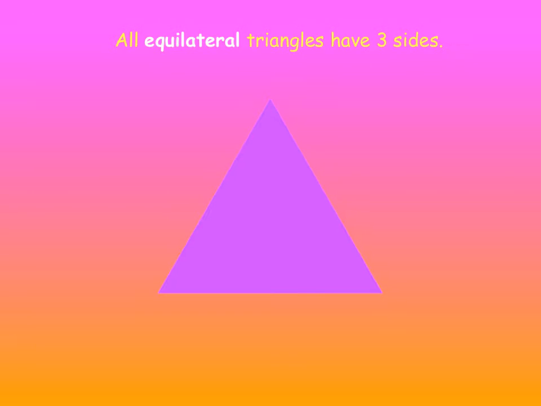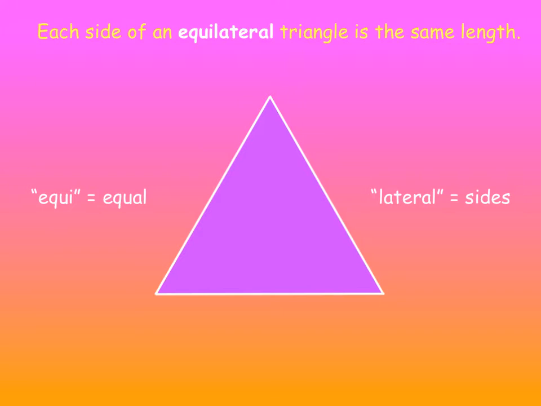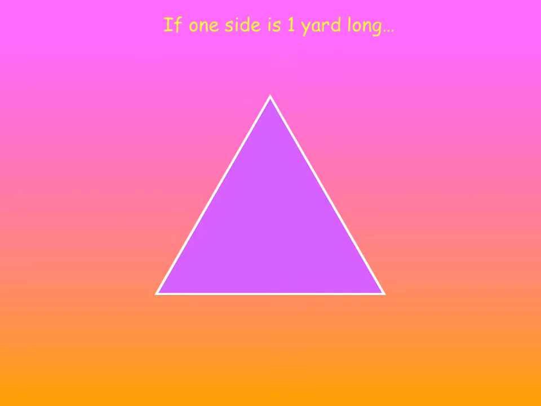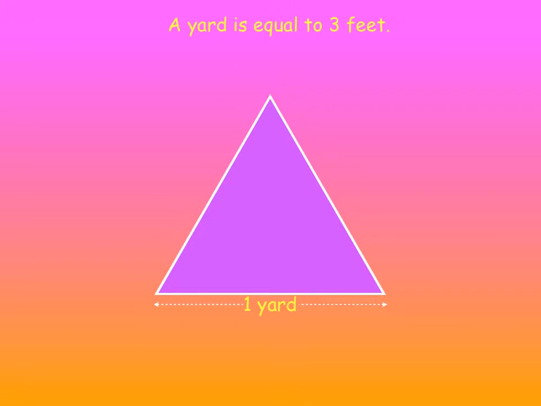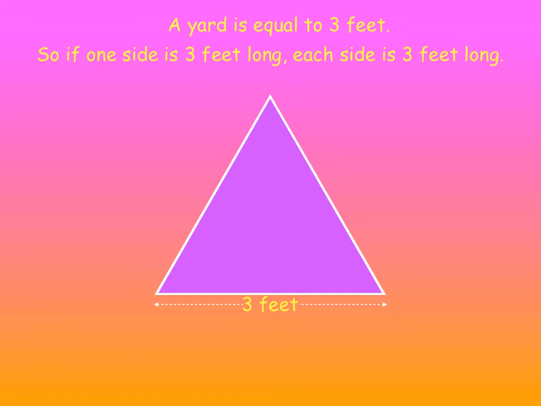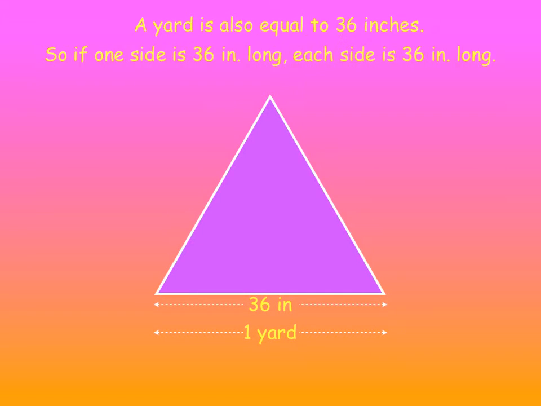All equilateral triangles have three sides. Each side of an equilateral triangle is the same length. If one side is 1 yard long, then each side is 1 yard long. A yard is equal to 3 feet, so if one side is 3 feet long, each side is 3 feet long. And a yard is also equal to 36 inches, so each side is 36 inches long.